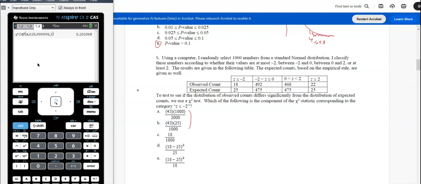To test to see if this distribution of observed counts differs significantly from the distribution of expected counts, we use the chi-squared. So what is the following component of that? So again, it's observed minus expected over expected. So this one doesn't match there, so that can't be it. So it's got to be this one. It's the only one that's really the right form there.